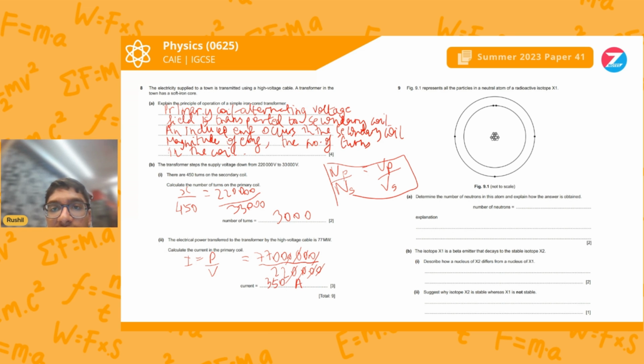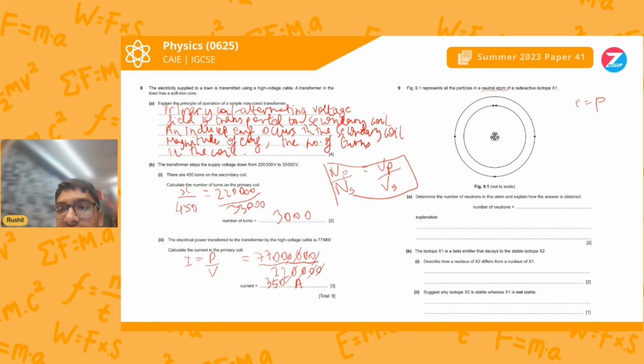Now, question 9, we have this figure that represents all the particles in a neutral atom of a radioactive isotope X1. Determine the number of neutrons in this atom and explain how the answer is obtained. So, we have the fact that this is a neutral atom, which means that the number of electrons is equal to the number of protons.